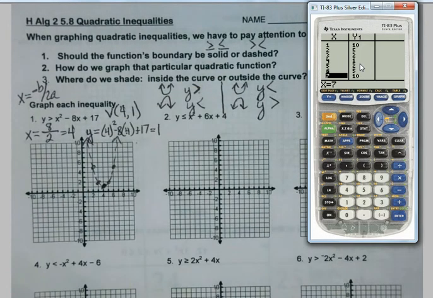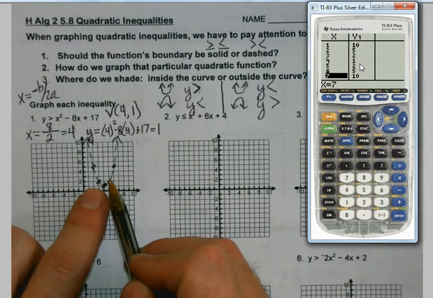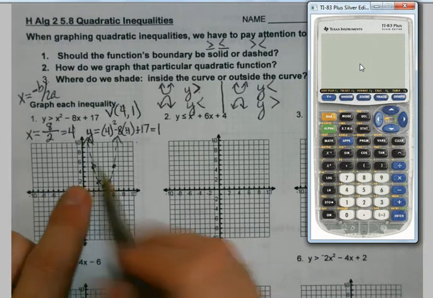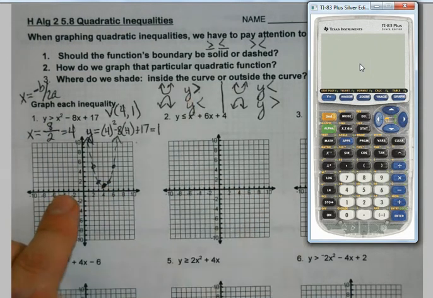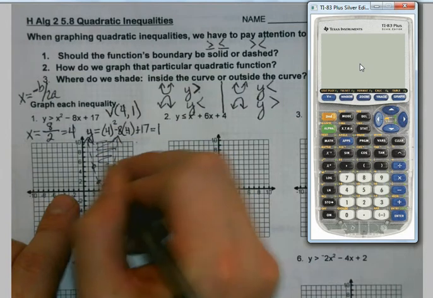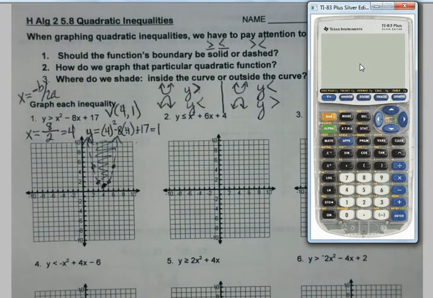So I'll go dashed here. Now, here's where we'll talk about your options on figuring out where to shade. Since my parabola is opening upward, my a value is positive, and my y is greater than, what's going to end up happening is, basically I'm telling you, you're going to shade inside of here.